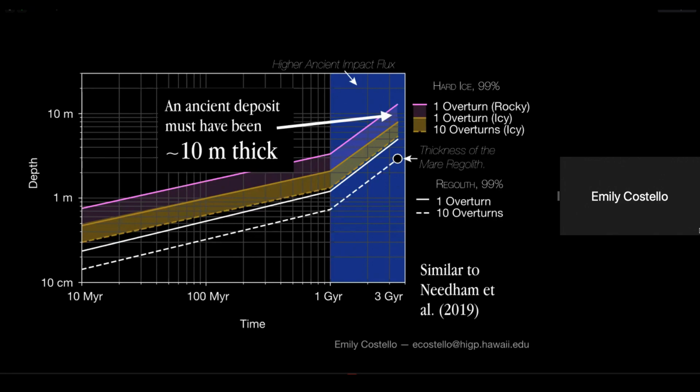If an ancient ice deposit was 10 meters thick, then gardening of that deposit would have pulverized it and mixed it with underlying regolith. This thickness of 10 meters is similar to the order of magnitude of the thickness of Mercury's ice deposits. And it's also similar to the thickness that was proposed by Deborah Needham in 2019 from a volcanic source that may have been ancient.